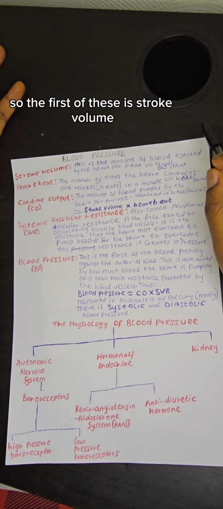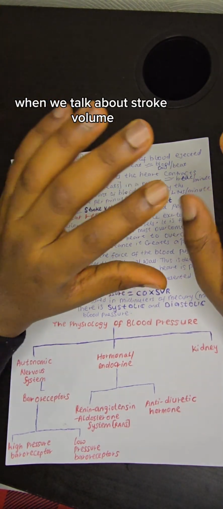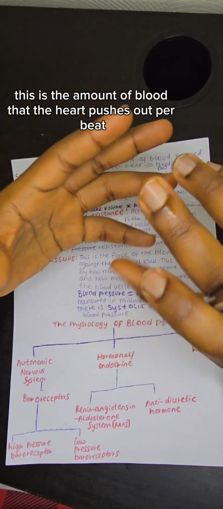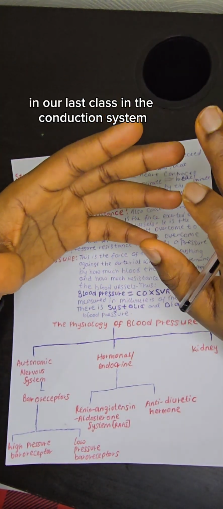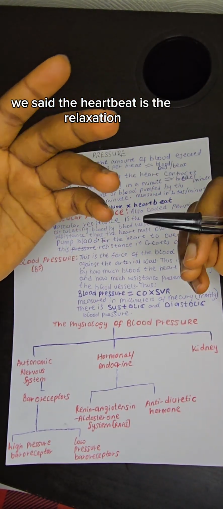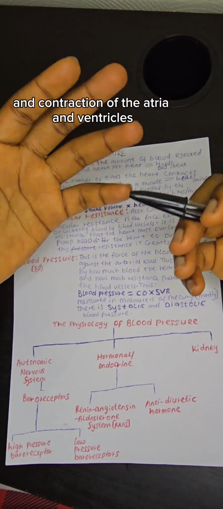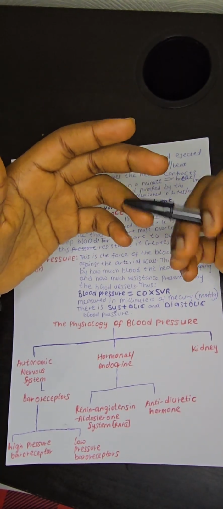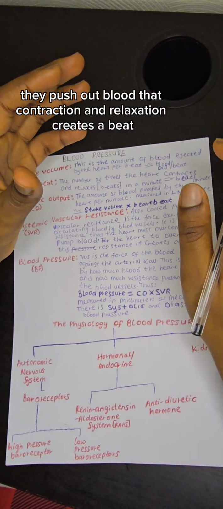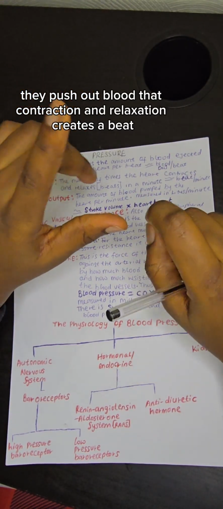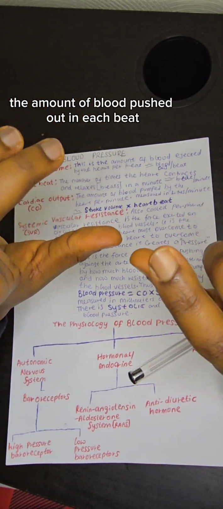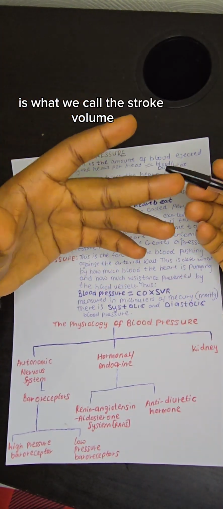So the first of these is stroke volume. When we talk about stroke volume, this is the amount of blood that the heart pushes out per beat. In our last class on the conduction system, where we described the heartbeat, we said the heartbeat is the relaxation and contraction of the atria and ventricles. For each time the atria and ventricles contract, they push out blood. That contraction and relaxation creates a beat. The amount of blood pushed out in each beat is what we call the stroke volume.